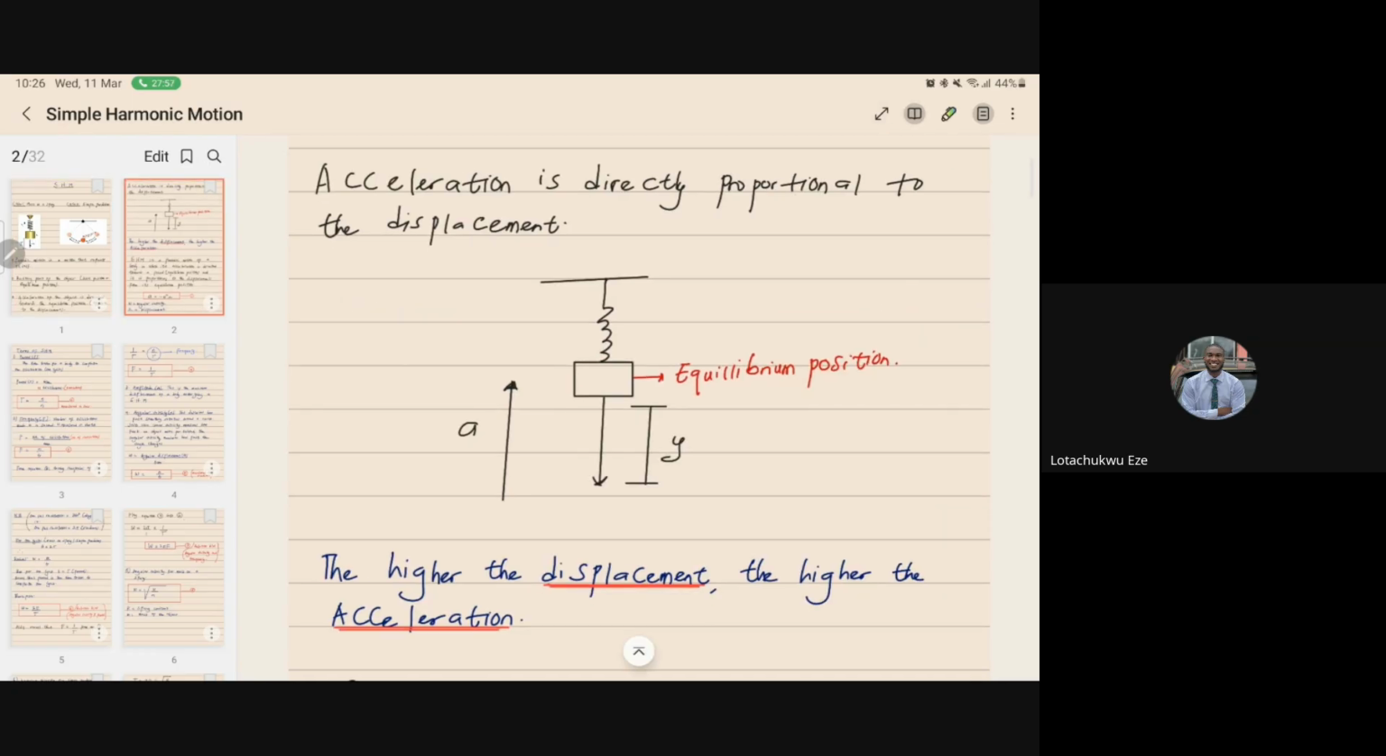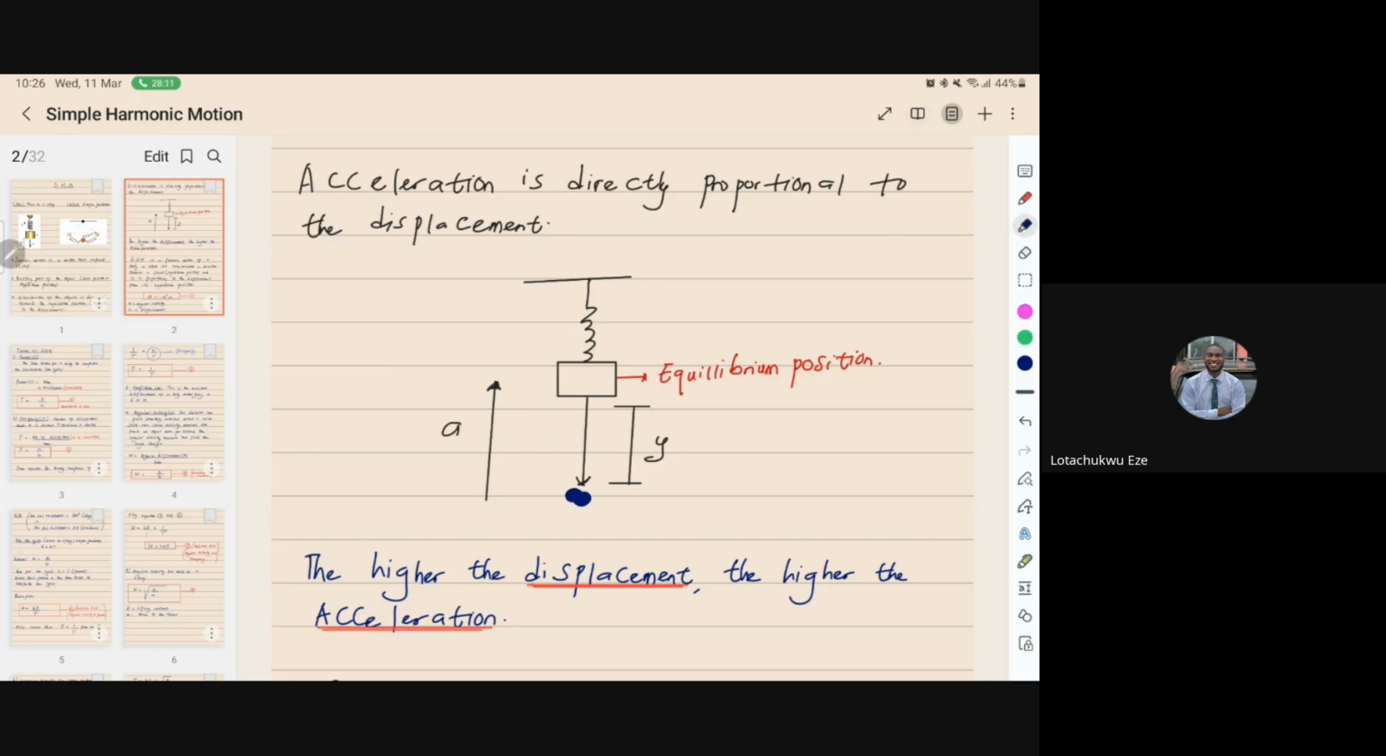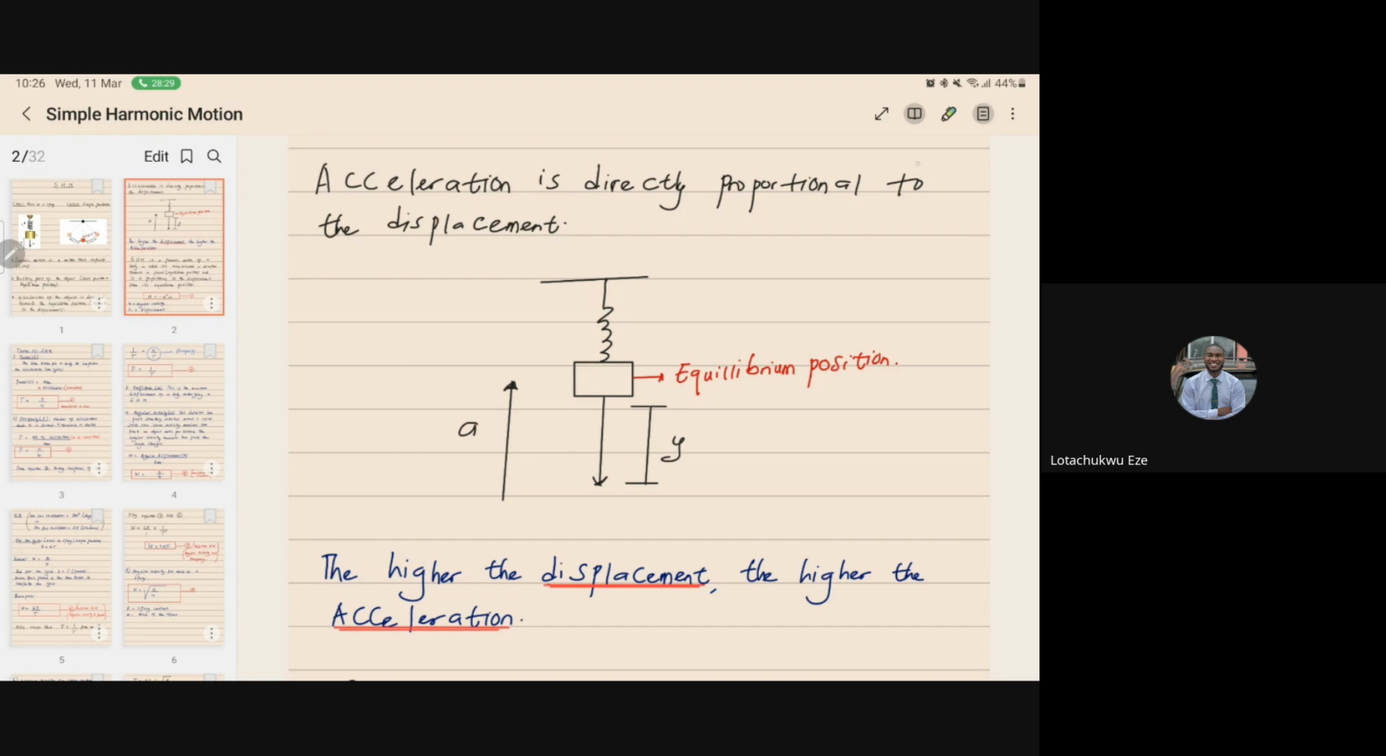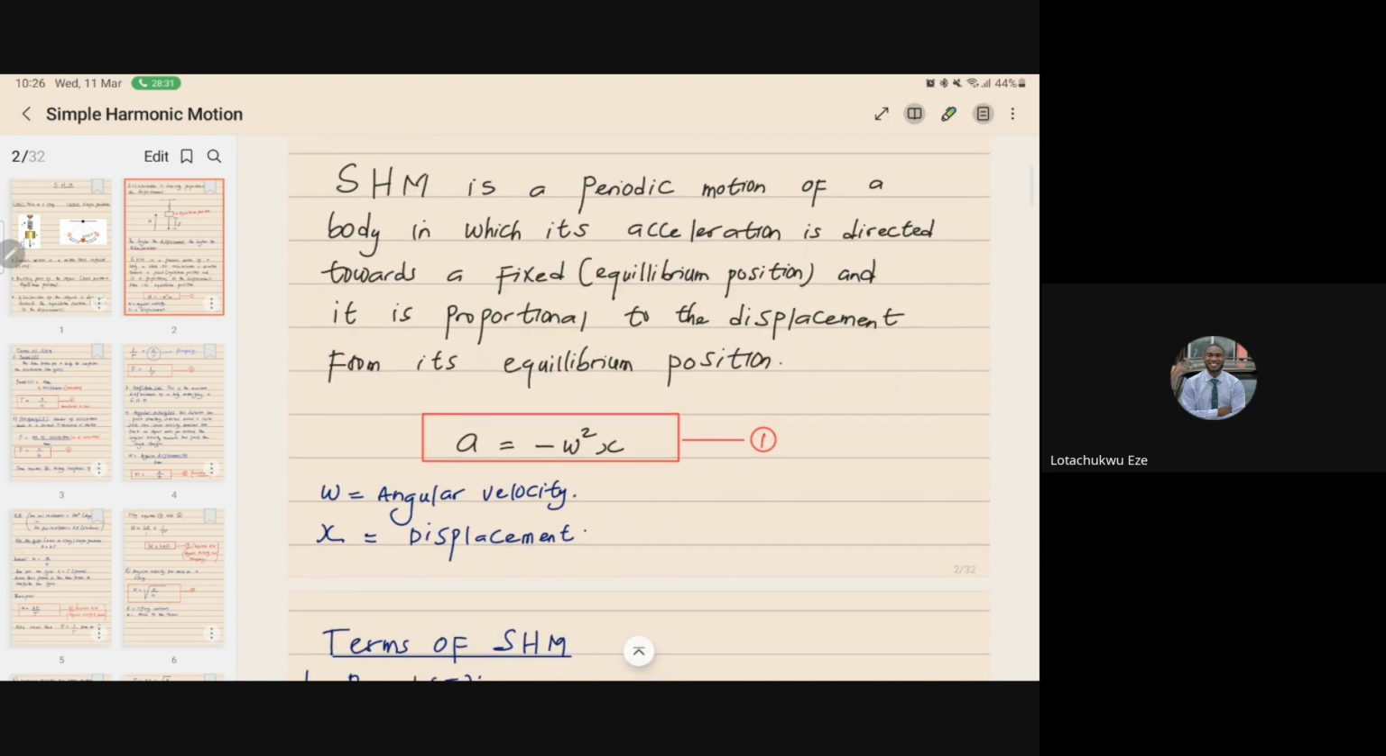We said that acceleration is directly proportional to displacement, right? The higher you displace it, the higher the acceleration. All of these are concepts that we looked at last time in our lessons. So if I pull this mass, the more I pull it, the more it dangles, and I said that this acceleration is always in the opposite direction to the displacement, and they are directly proportional. So the higher the displacement, the higher the acceleration. That's what we looked at last week. And I gave a formula that relates both of them for simple harmonic motion.